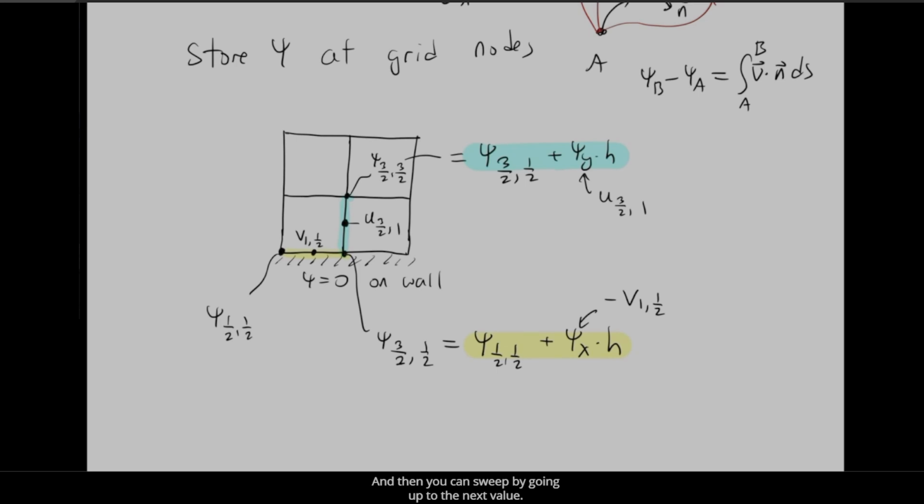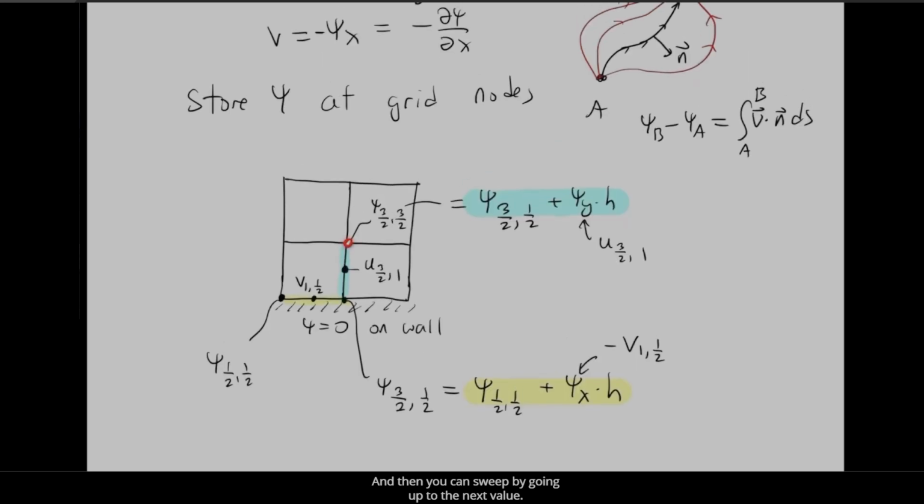And then you can sweep by going up to the next value. So now you use that to go to the next value. You'll use the u value here, and then the next value, and next value. So you could go vertically upward and get all your psi values. And then you move over to the right, and you do the same thing, vertically upward, get all your psi values.